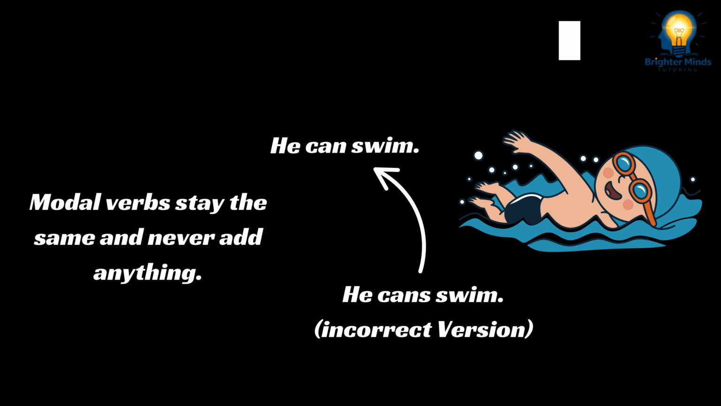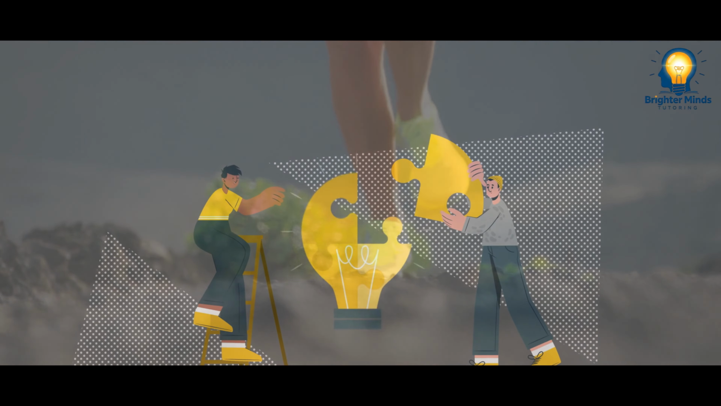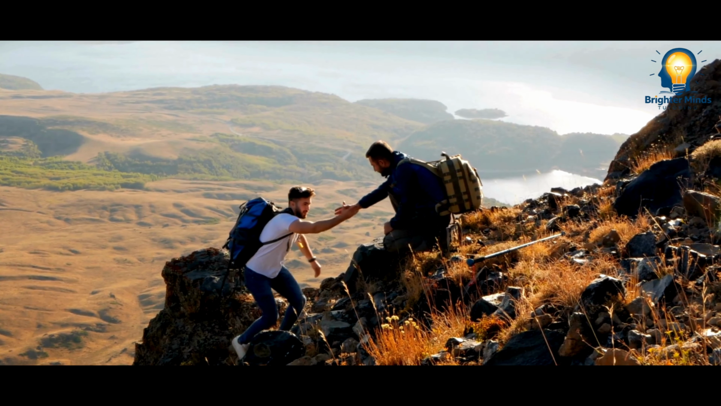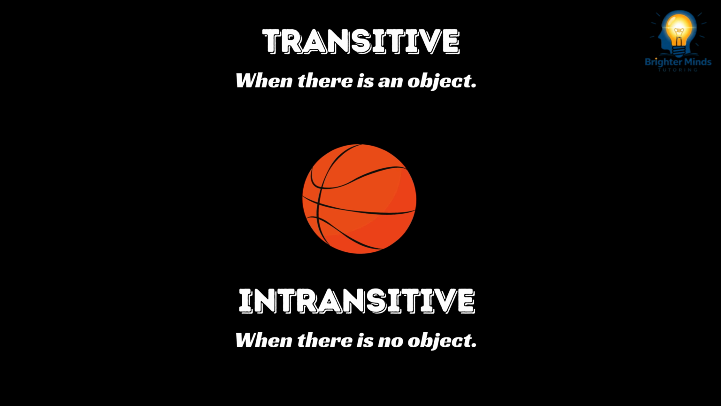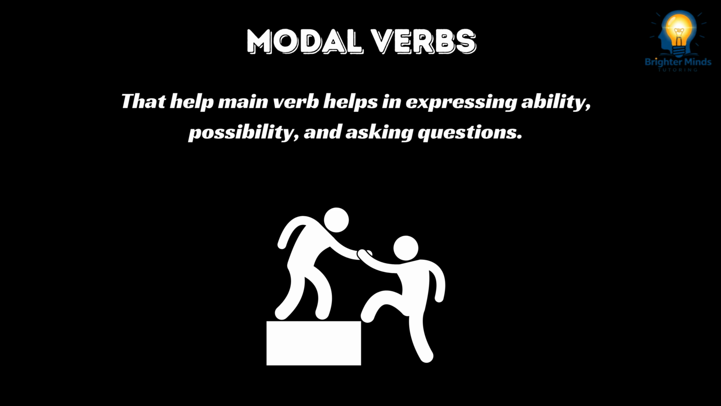So to sum it all up, verbs are the powerful words that make sentences work. They show what someone does, feels, thinks, or is. We have action verbs that tell what's happening, linking verbs that connect ideas, and helping verbs that support other verbs. Some verbs are transitive when they have an object and intransitive when they don't. Verbs can be regular and follow the ed rule, or irregular and change forms in their own unique ways. And finally, we have modal verbs which help us express ability, permission, and possibility.